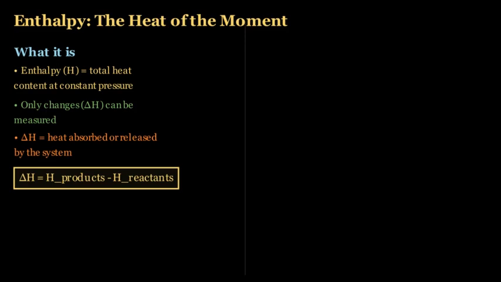If delta H is positive, the system took in heat from the surroundings. That's endothermic. If it's negative, the system released heat, exothermic. So enthalpy is our bookkeeper for heat flow.